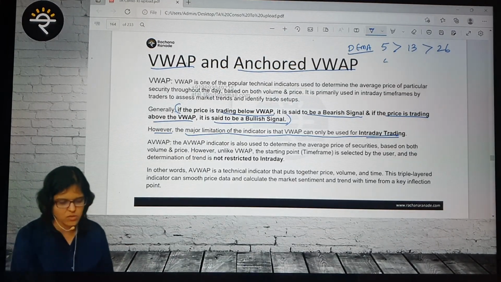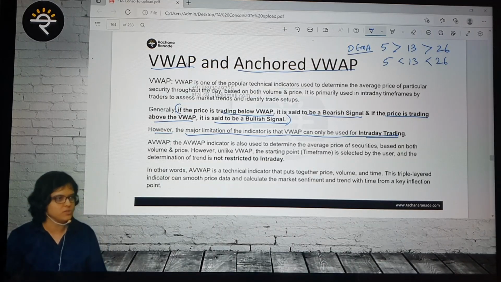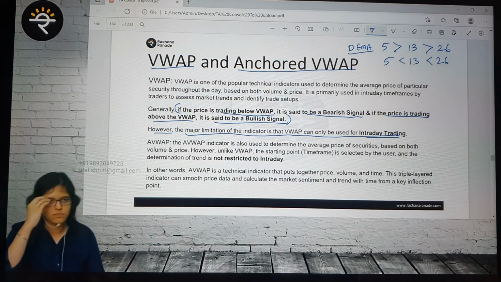And then the next one is obviously 5 EMA is less than 13 EMA, that is also less than 26 EMA. That is bearish. Can we go on?